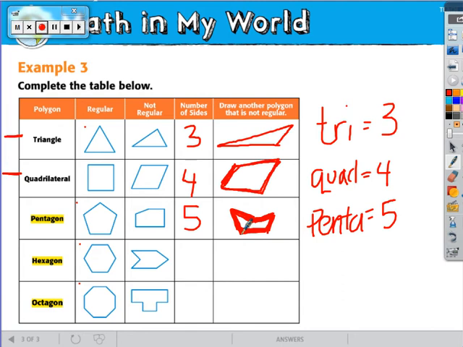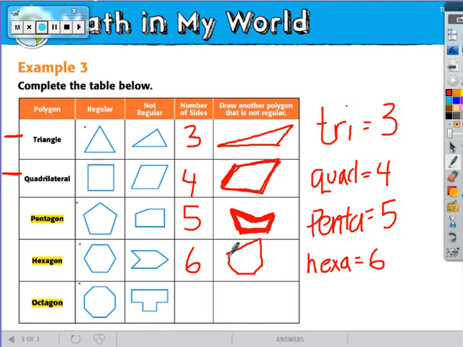All right, my next one. How many sides are in the hexagon? 6. So hexa means 6. And I have to draw an irregular hexagon. 1, 2, 3, 4, 5, 6. There.